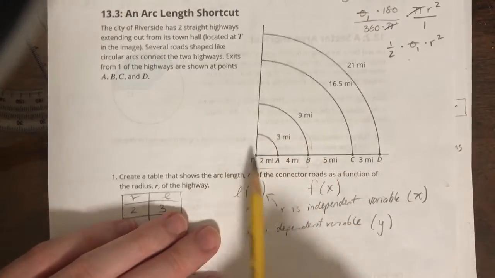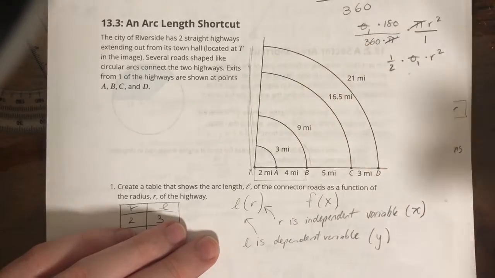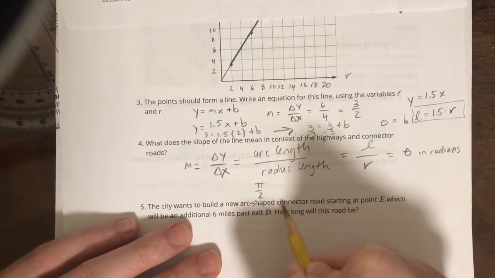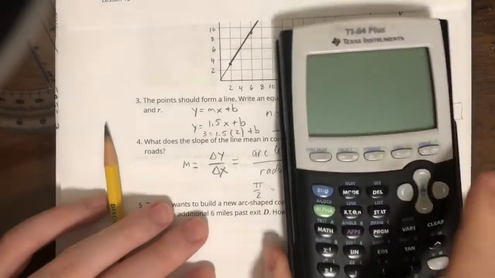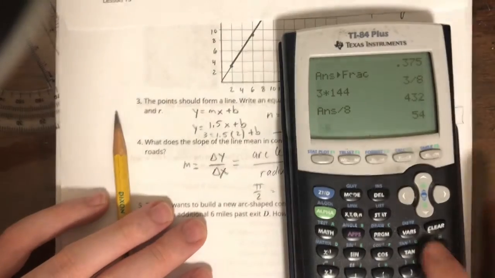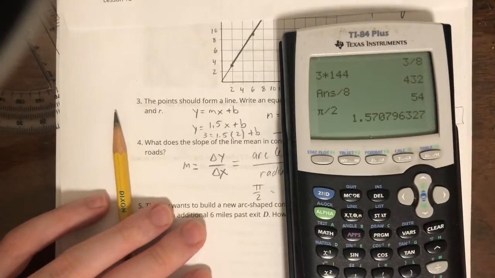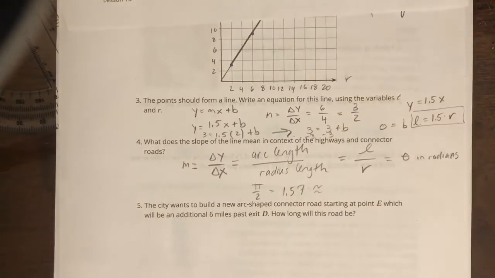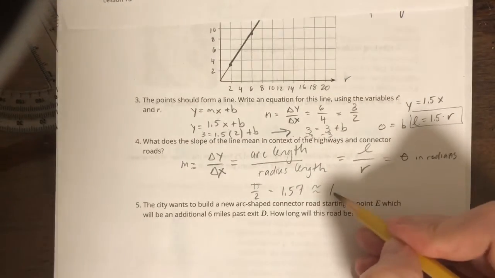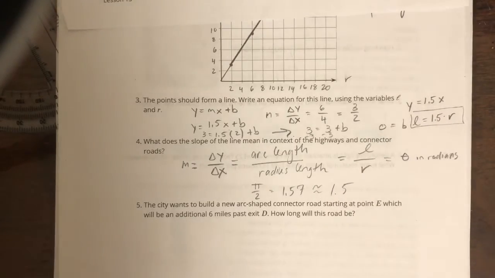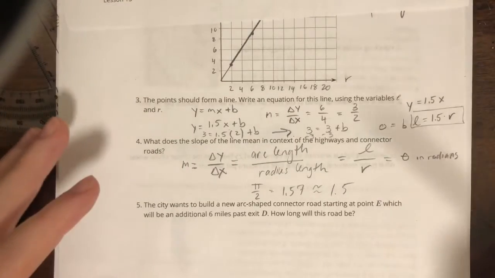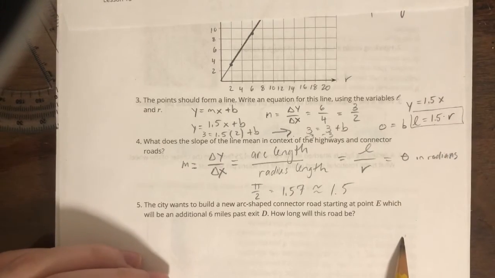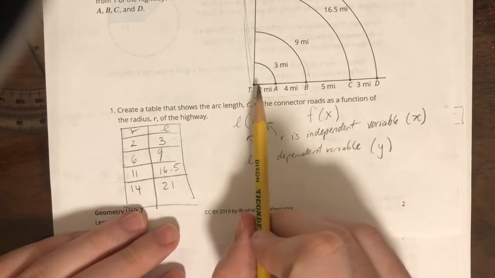This looks to be a little bit less than a right angle, correct? So a right angle would be pi over 2 radians. Pi over 2 is about 1.57, which is a little bit more than 1.5. So that's a pretty good estimation. So in this case, the slope is 1.5 radians. It's the measure of the central angle that we see right here.